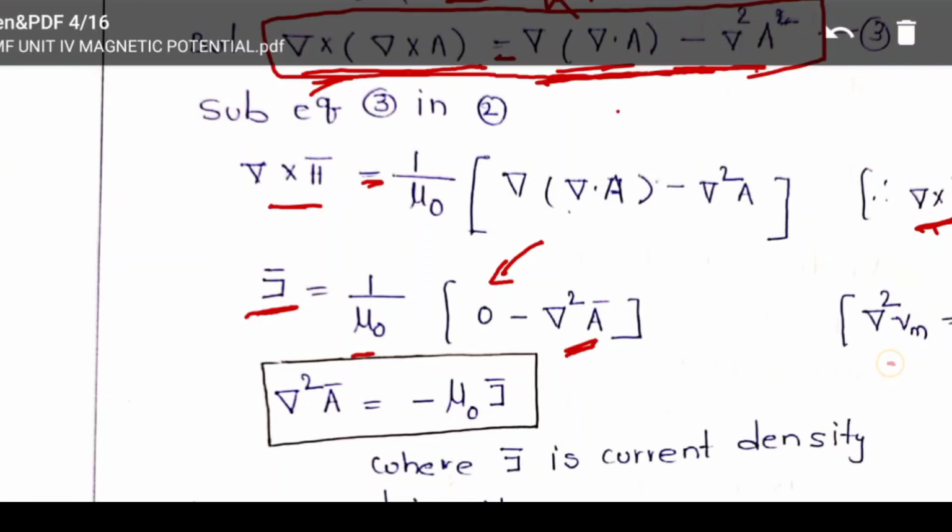Del dot del A equal to del square A. Since del dot A equal to 0, we can substitute and get del square A. Therefore, del square A equal to minus mu naught J bar, where J bar is the current density.